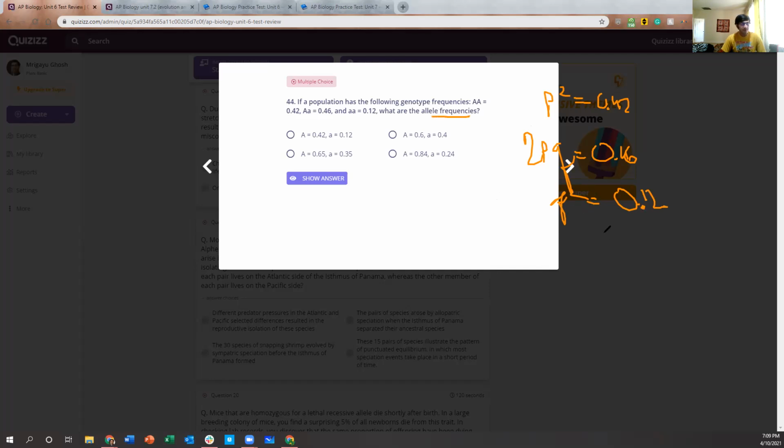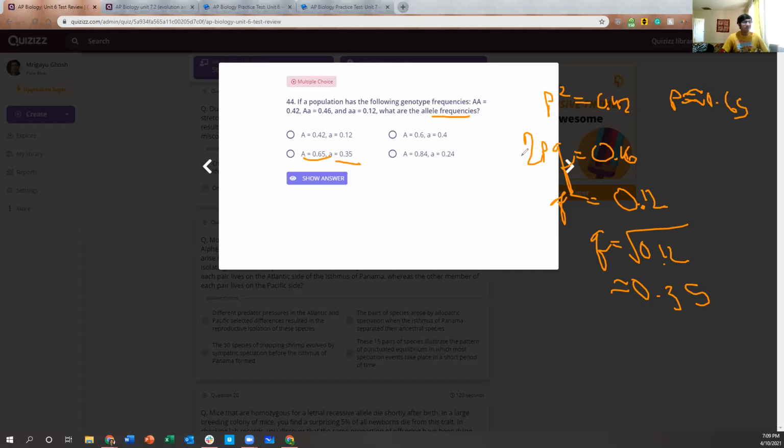Well, q we can find by taking the square root of 0.12, and that's approximately 0.35. The only answer choice that matches that is this one, but we can confirm p squared as well. We take the square root of p squared, we get p equals the square root of 0.42, which happens to be approximately 0.65, so that's the right answer.